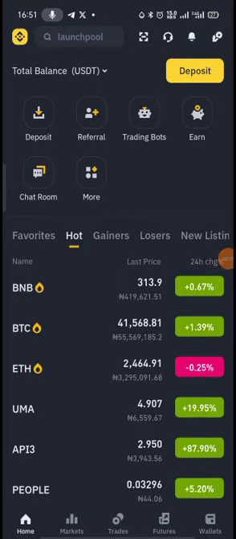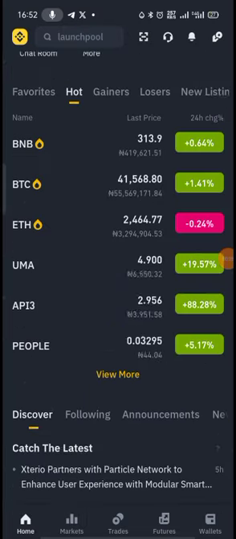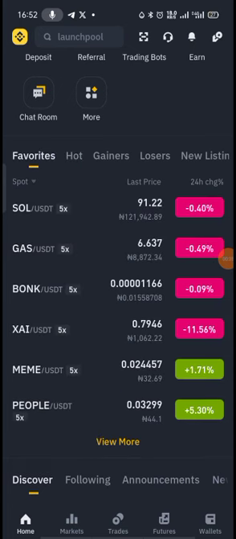Now, this is the Binance app, and this is my Binance account. So I'll just use this account to show you some certain things, although we'll see how it's going to go. So this is Binance and how Binance looks and everything that has to do with Binance.